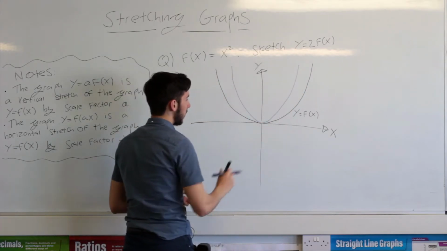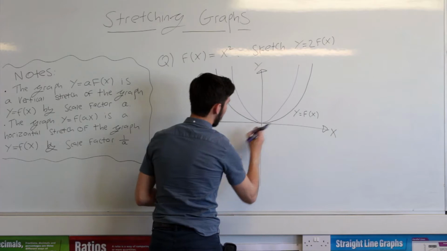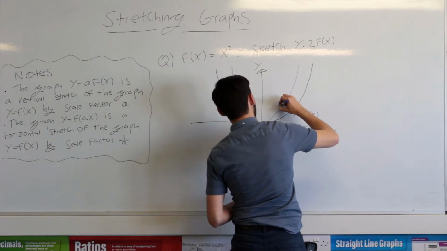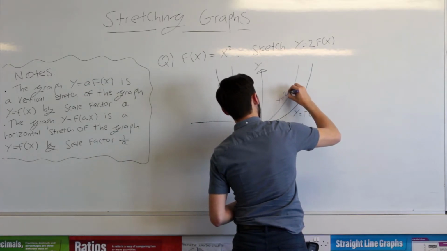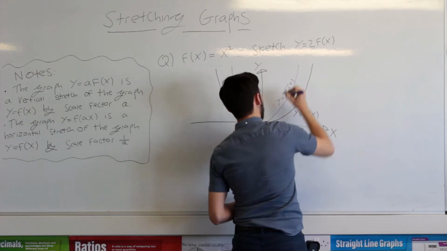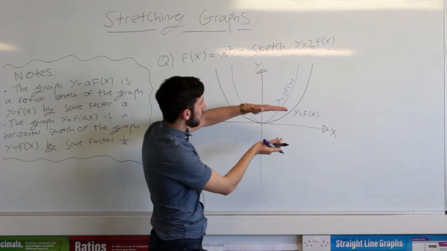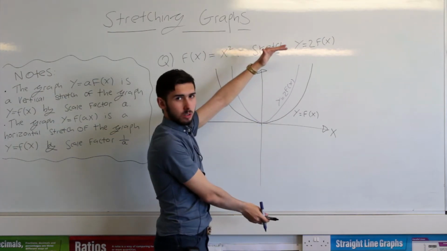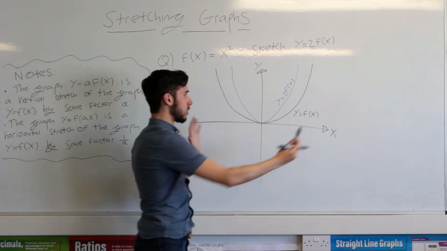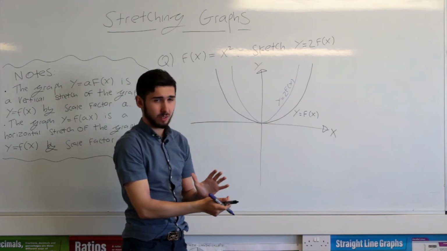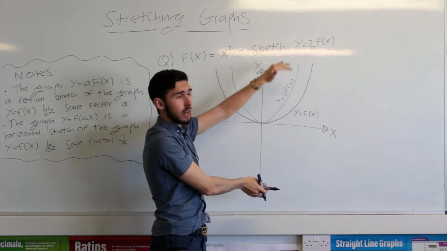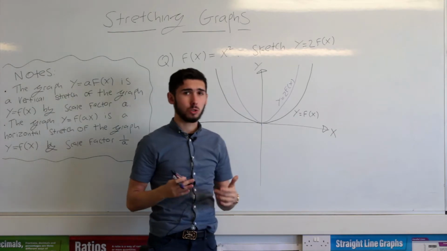Like this, okay? So this would be y equals 2 f of x, okay? Just like that. As you can see, it's clearly just been stretched upwards, okay? It looks like it's been squashed like this, but it hasn't. It's been pulled upwards, okay? So that's essentially what's going on.